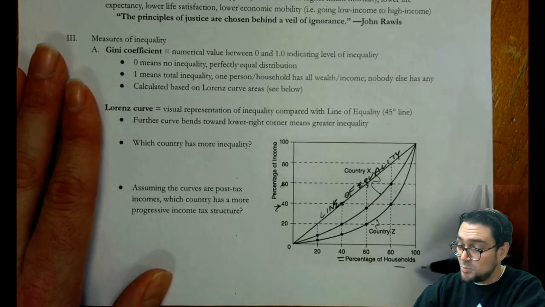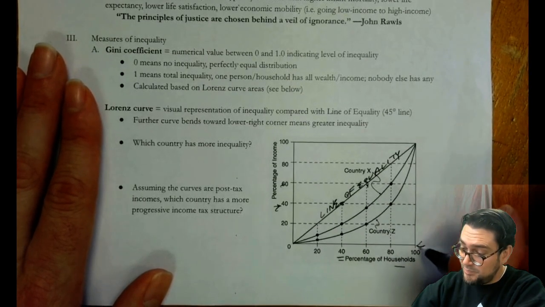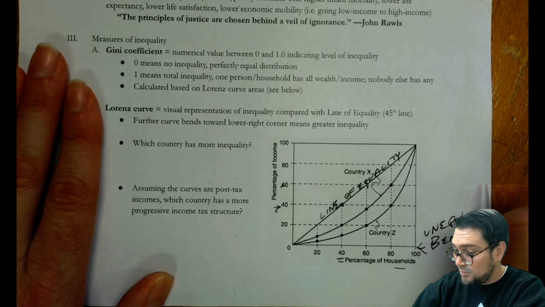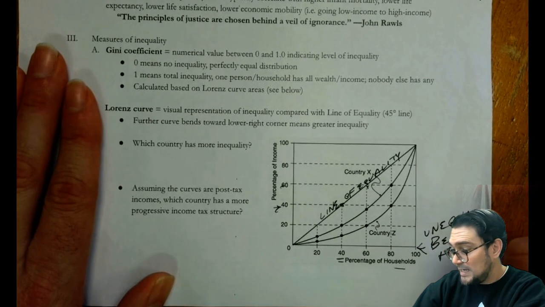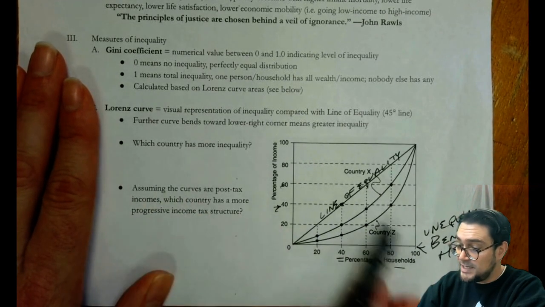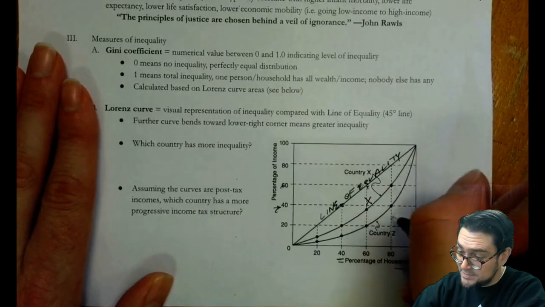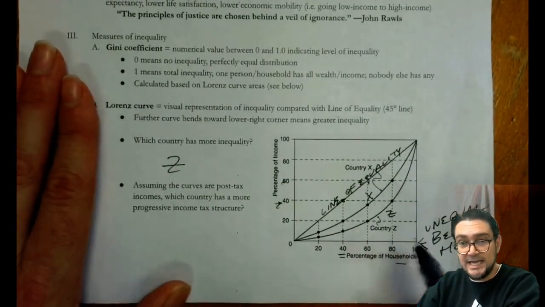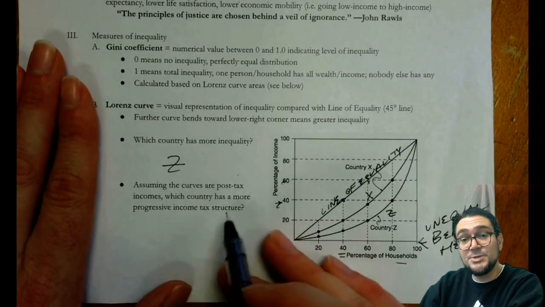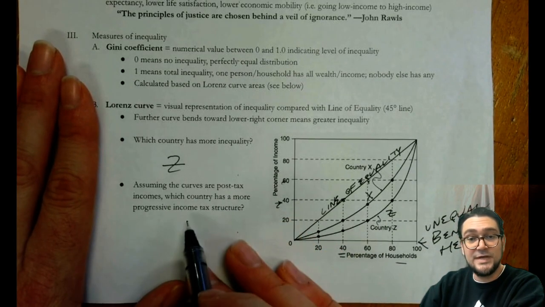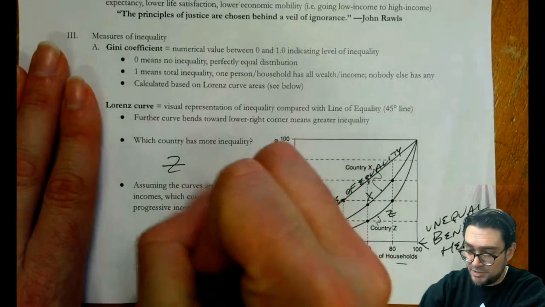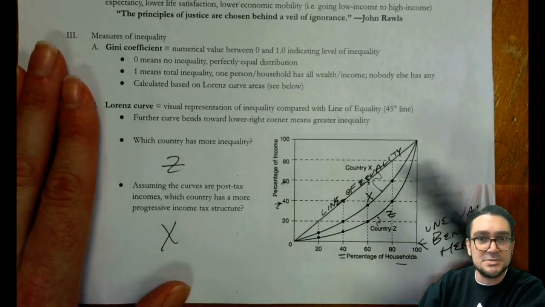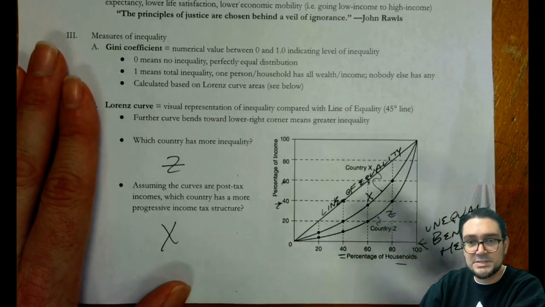If the curve bends more towards this corner, right, bend here, unequal will bend here. So out of the two of these, which country has more inequality? Well, this is country X and this is country Z. So we would say Z. Z is more unequal. Assuming the curves are post-tax incomes, which country has a more progressive income tax structure? Well, that would be country X because they have less inequality. So that's the type of question you're likely to be asked, right? It assesses your understanding of what this graph is telling you.